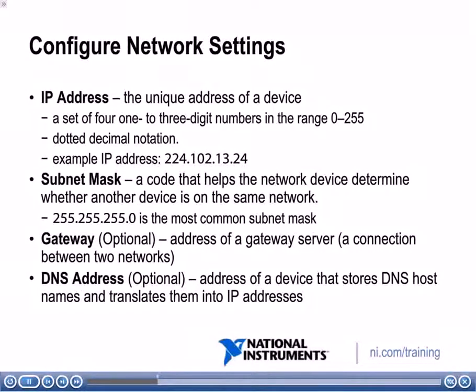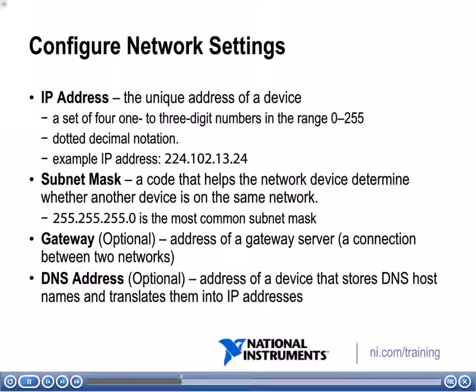Okay, so now let's talk about what an IP address is. An IP address is the unique address of a device. For every device that's connected to a network, there's going to be an IP address associated with it. An IP address is a set of four one- to three-digit numbers in the range of 0 to 255, in dotted decimal notation. If we look at this example, it could be 224.102.13.24. That could be an example IP address of your real-time target, for instance.